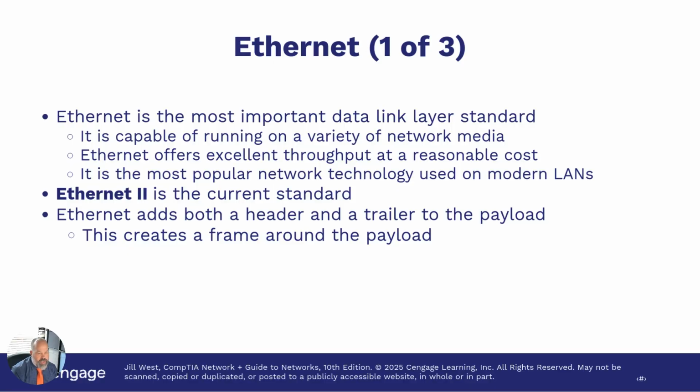Moving on to Ethernet. Ethernet, honestly, is the real MVP of the data link standards. It's like the universal translator for networking. It runs on various media types. It offers excellent performance at a reasonable cost, and it's honestly more popular than cat videos on modern networks. Ethernet 2 is the current standard because Ethernet 1 was like the beta version, and it adds both a header and a trailer to create a frame, which is like putting your data in a protective envelope with return address labels.